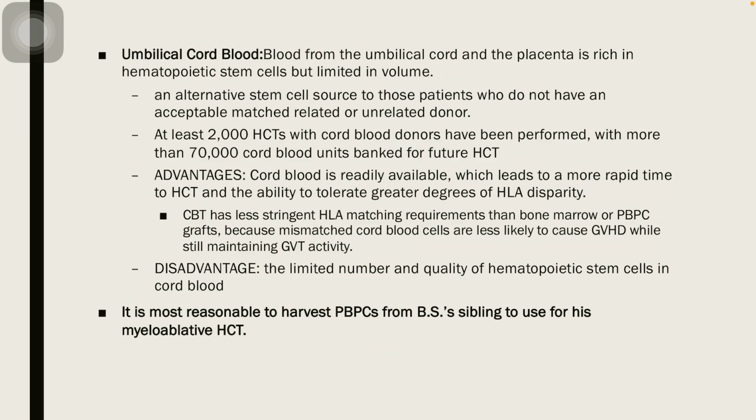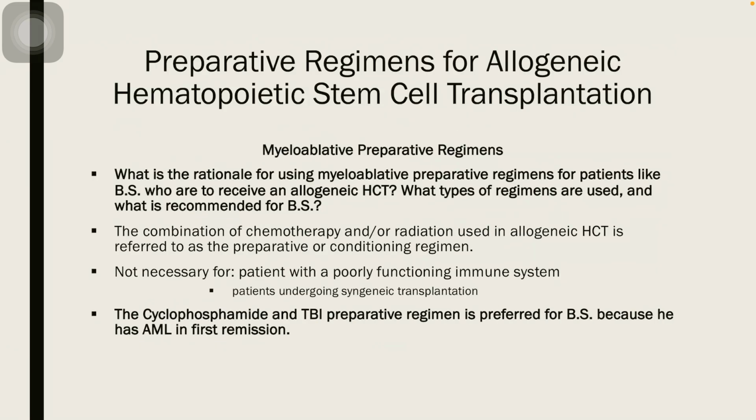Disadvantages include the limited number and quality of hematopoietic stem cells in cord blood. So, for BS, we recommend the peripheral blood progenitor cell method, because he has a matched sibling, and also he is young. So this procedure is reasonable for BS.